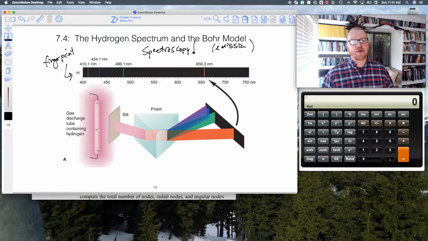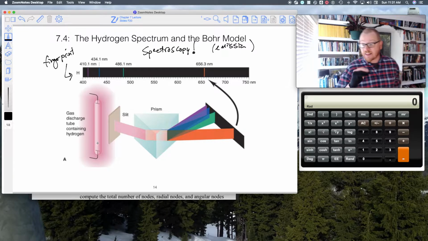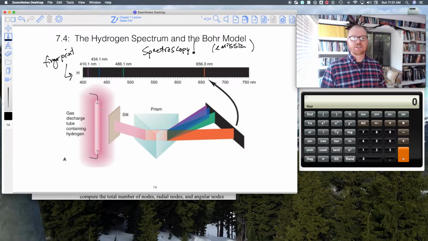So for example, if we had this glowing gas discharge tube, it would kind of have this pink color, and our eyes are pretty poor light detectors, so we couldn't tell exactly what colors were coming out of this. It would just look like this overall pink color.